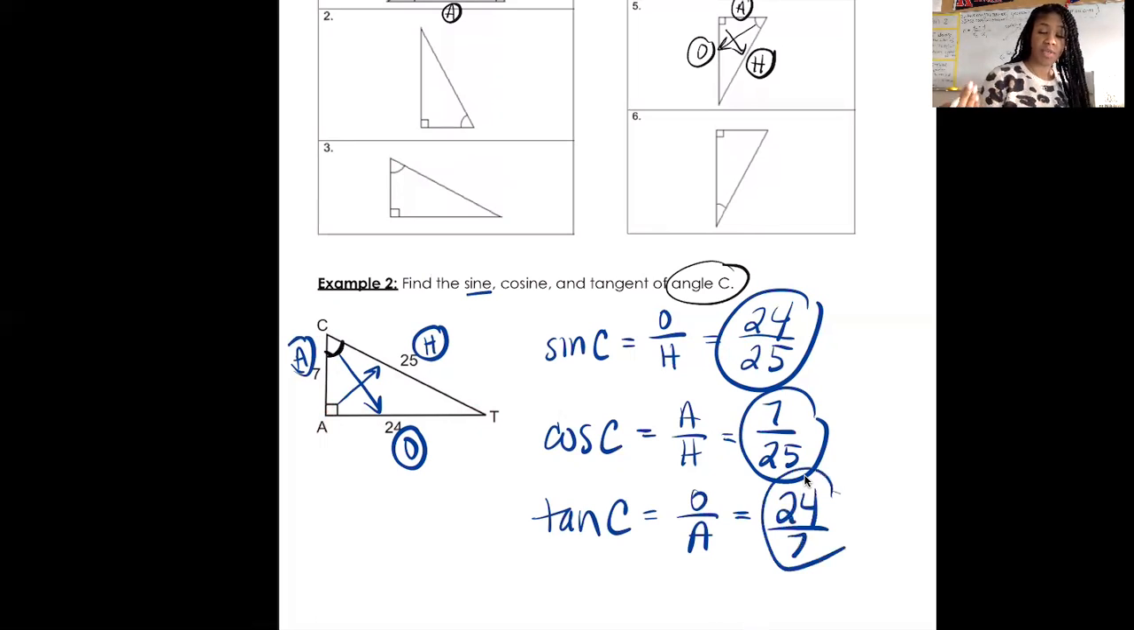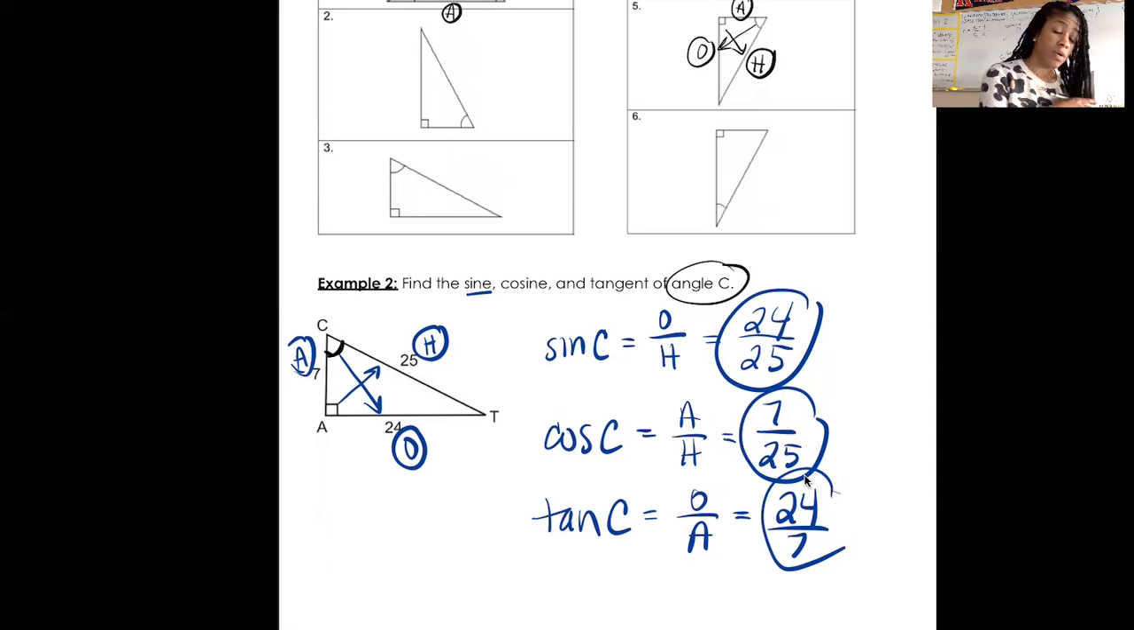So we have 3 trig functions, sine, cosine, tangent, and we have 3 ratios. Step 1 is just to make sure you label them all correctly. If you label them correctly, it's just a matter of substitution. Substitute what the opposite side is, what the hypotenuse is, and what the adjacent is. Sometimes you might have to simplify.